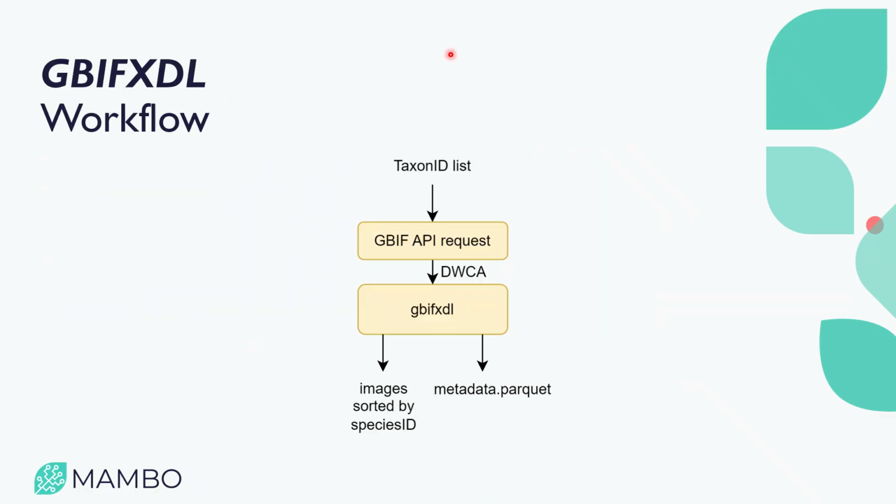And this design is actually the design of GBIFXDL, our tool. It follows it in 2 big steps. The first one: dialogue with the GBIF website to get the lists of occurrences, given a list of taxon IDs. And the second one is downloading the images and generating this metadata file.